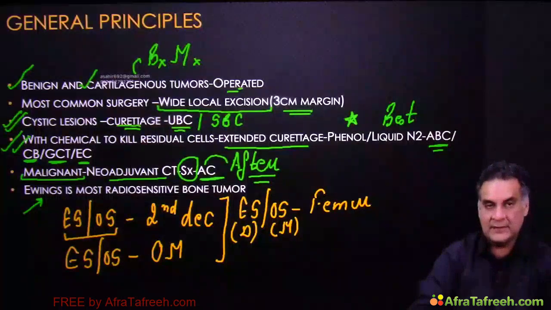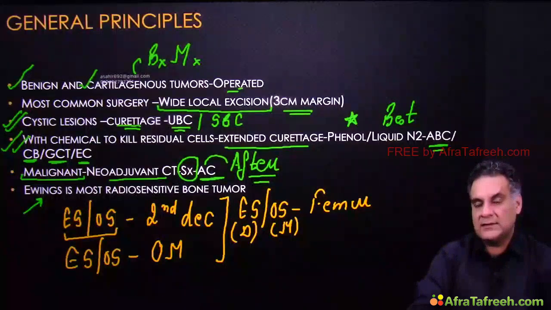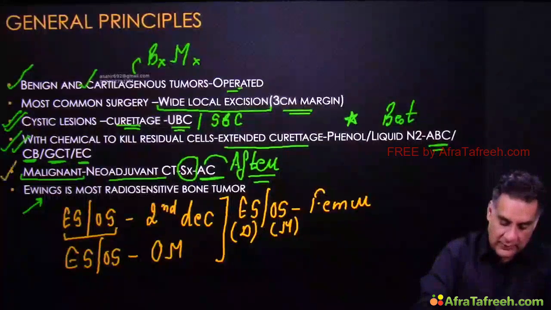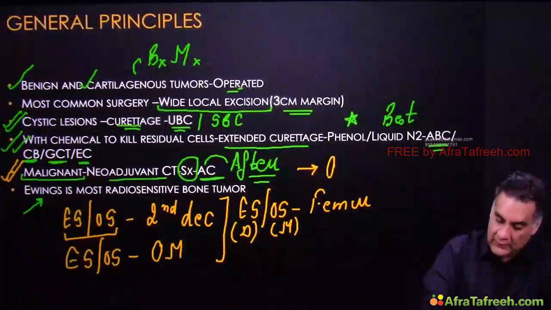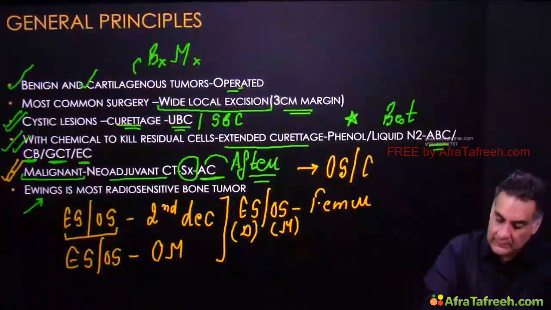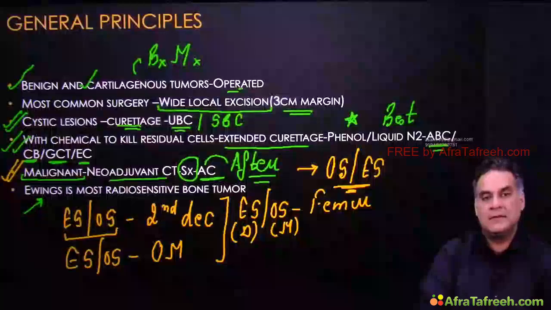And the last thing, both tumors. Although Ewing's is the most radiosensitive bone tumor, but the last thing, both tumors are treated by neoadjuvant chemotherapy followed by surgery, followed by adjuvant chemotherapy. So both are treated by the same principle.